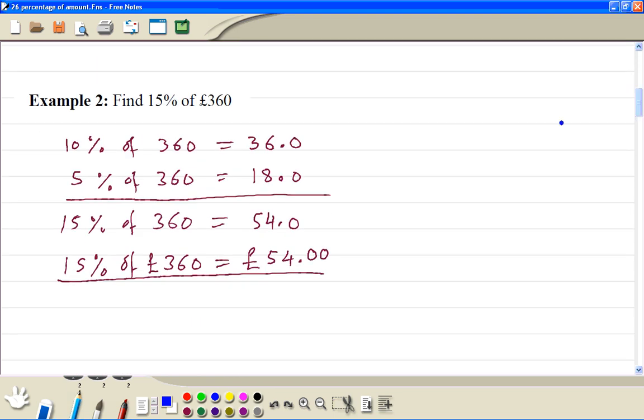Example 2. So we write 15% as 15 out of 100. Multiply by 360 over 1. This time we can cancel 1 0. So we're left with 36 times 15 on the top.